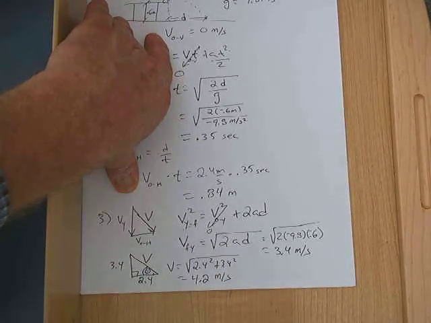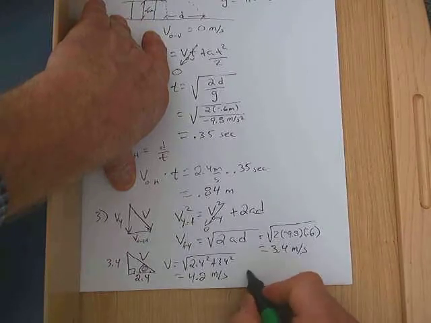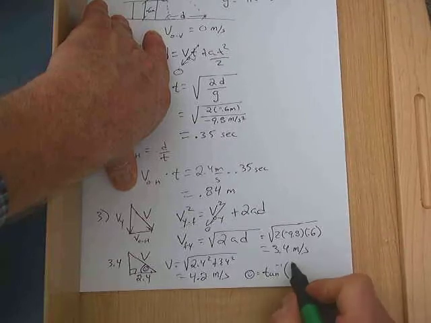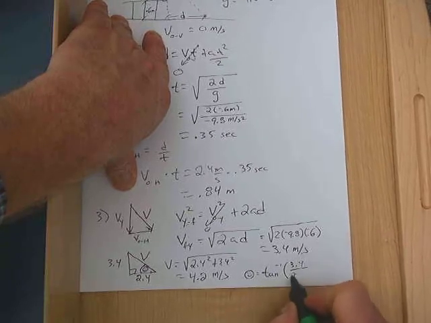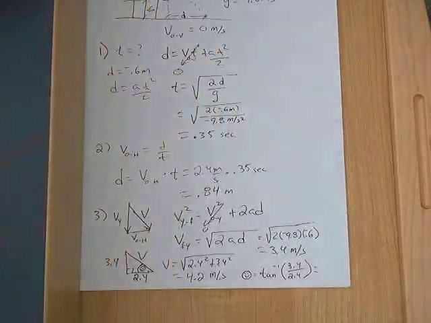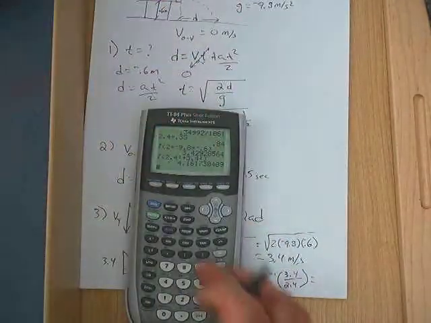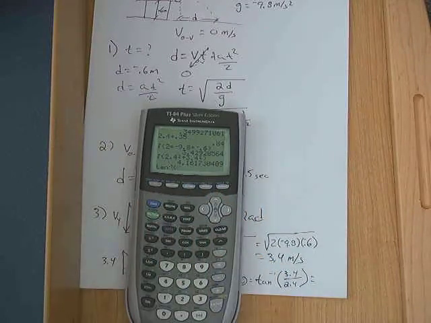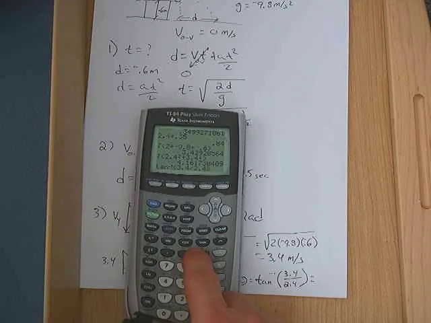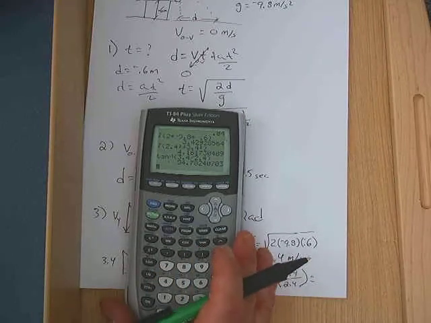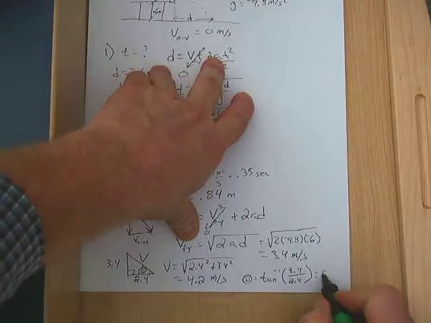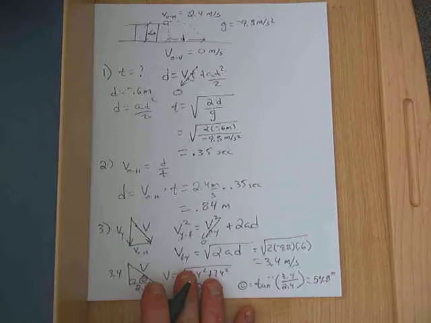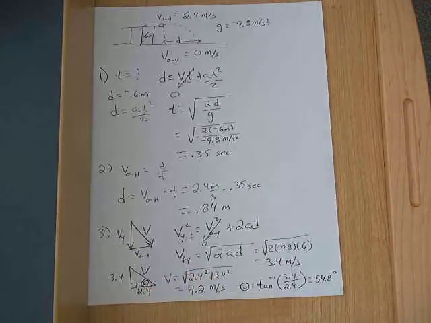One more thing I want to figure out is what is the angle it hits the ground at. We'll call it angle smiley face. Angle smiley face is going to be the inverse tangent of our vertical component, 3.4, divided by our horizontal component, 2.4, making sure that I am in degree mode. Second inverse tangent, 3.4 divided by 2.4, 54.8 degrees.